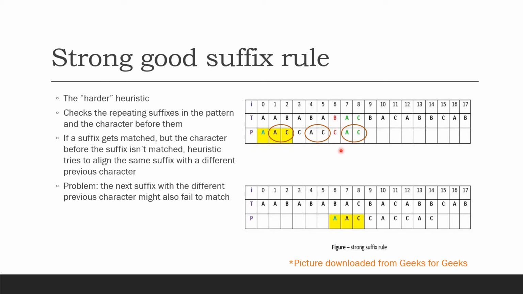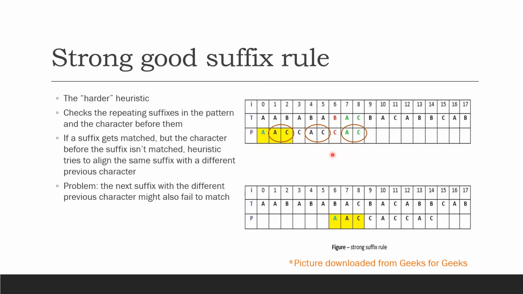The strong good suffix rule, which has better performance, improves on that by checking the character before the suffix and will skip the next suffix if the preceding character is the same in both suffixes. In this case, the middle AC suffix will get skipped because the character C that precedes it is the same as the character C that preceded the suffix before.